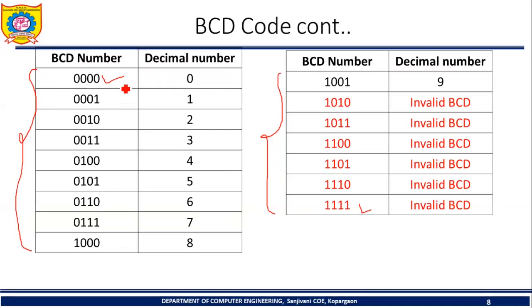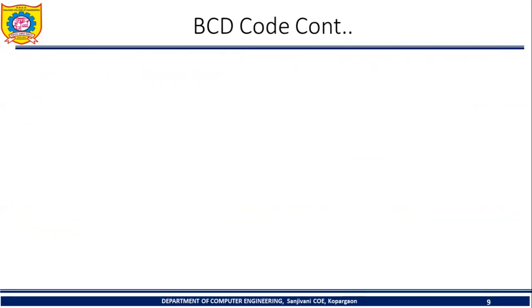Only the first 10 combinations, starting from 0 0 0 0 to 1 0 0 1, are valid. Meaning 6 combinations, that is, starting from 1 0 1 0 to 1 1 1 1, are not valid in BCD. They are not used in BCD.